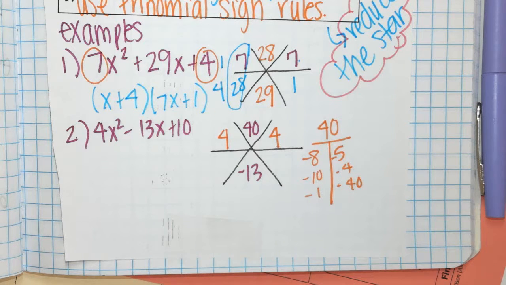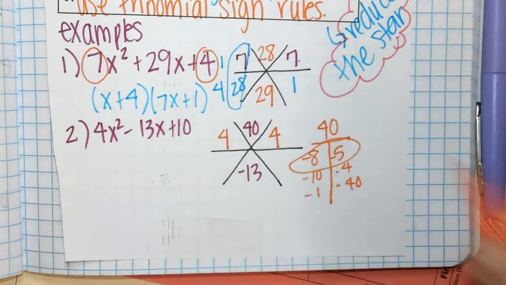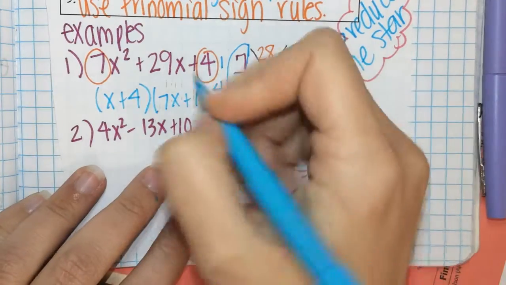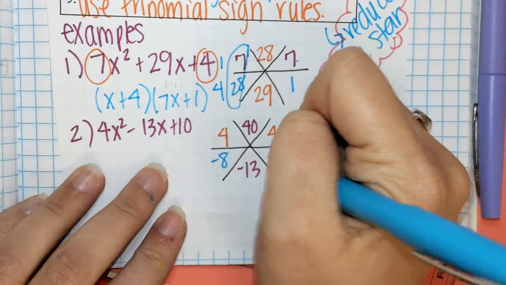Now, which one adds to give us negative 13? 8 and 5. Negative 8 plus negative 5 gives us negative 13. So that goes on bottom. Negative 8 and negative 5.